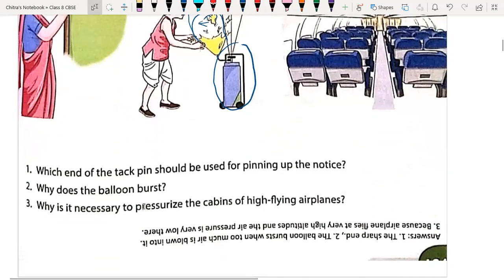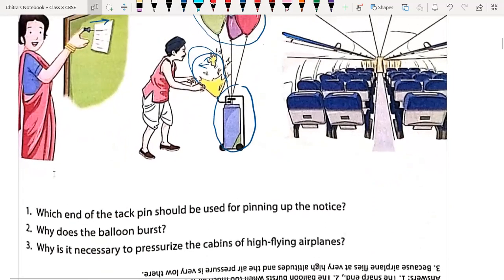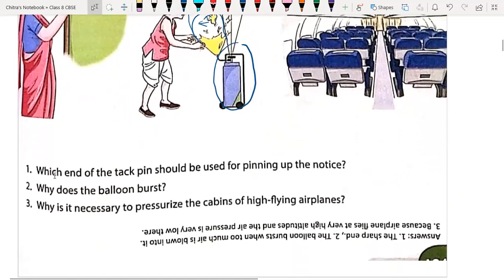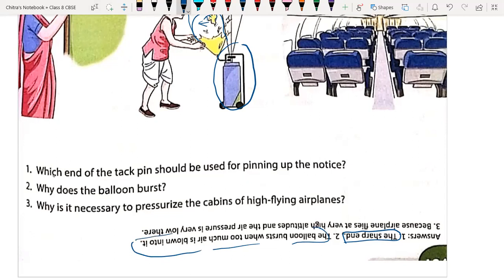Now we will understand the questions from here. Which end of the tag pin should be used for pinning up the notice? The answer is the sharp end. Second question, why does the balloon burst? We already went through that. The balloon bursts when too much air, above the permissible limit, is blown into it. That's why it got burst.